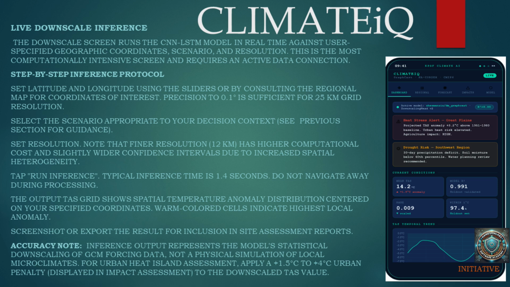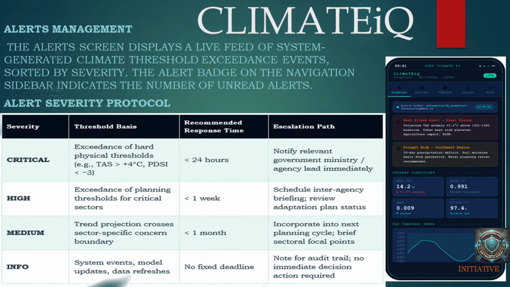Accuracy note: inference output represents the model's statistical downscaling of GCM forcing data, not a physical simulation of local microclimates. For urban heat island assessment, apply the 1.5 degrees Celsius to 4.4 degrees Celsius urban penalty displayed by Impact Assessment to the downscaled TAS value.